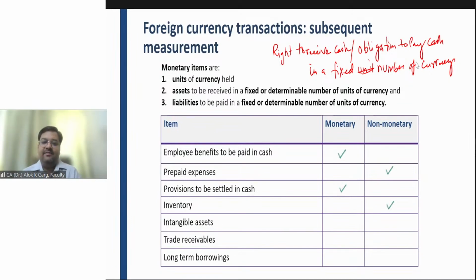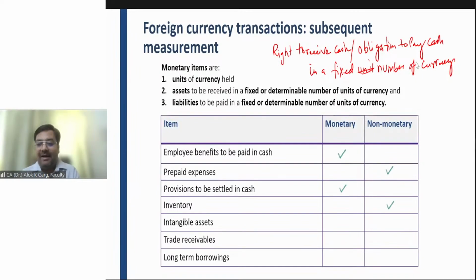Yes, you are right, Rohan. Advance from customer is a non-monetary item. Why? Because there is no obligation to pay cash. The obligation is to provide goods and services. It is non-financial and non-monetary, right? You're right, Janvi. Non-monetary. Yes, Prashant, it is non-monetary.